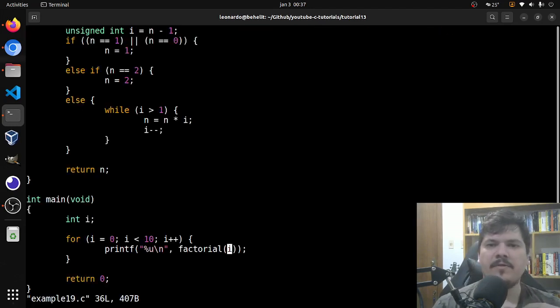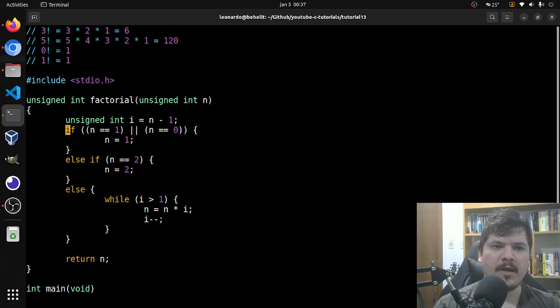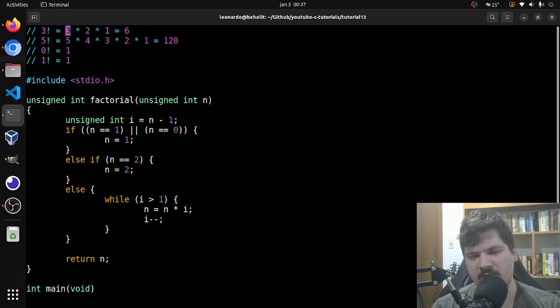And for this example, I will show an example of recursion to compute the factorial of a number. For those of you who don't know what a factorial is, it only works for positive integers. So for example, if you have n, it will be n times n minus 1 times n minus 2 times n minus 3 and so on up to 1.